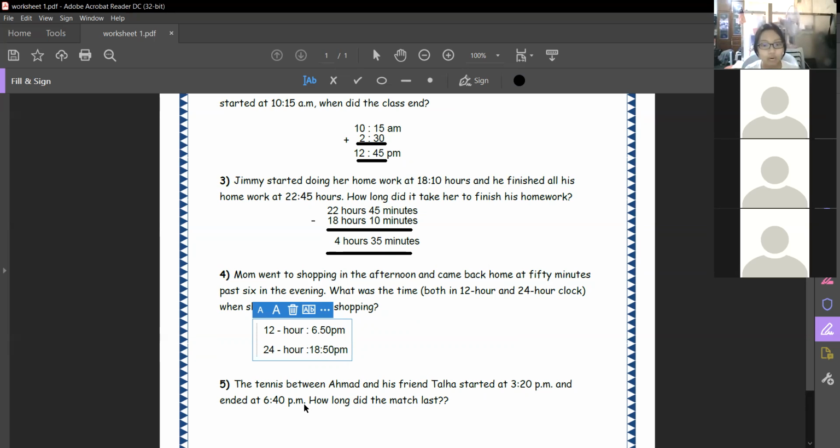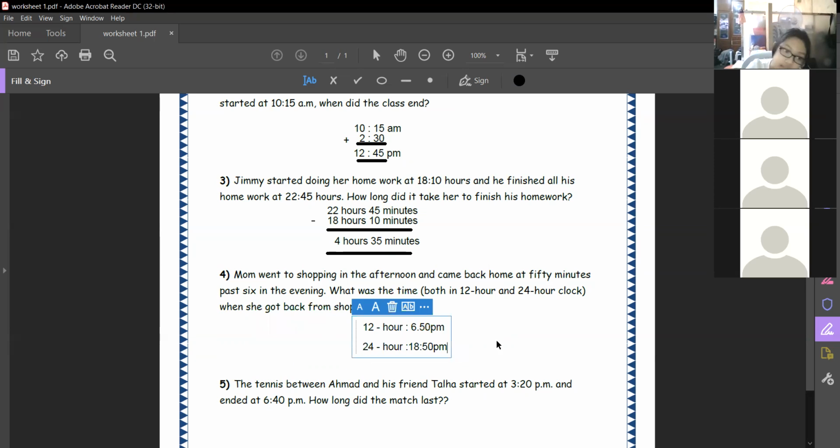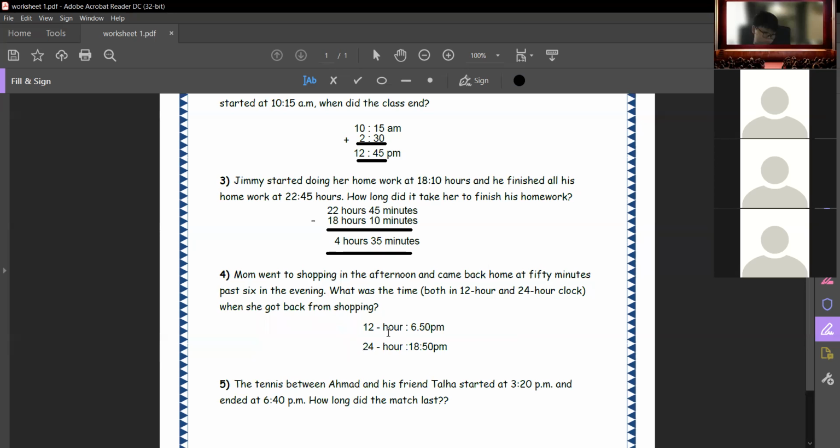Can you all see my answer now? The 12-hour system and also the 24-hour system. They didn't ask you to show any working, and they didn't even mention the duration of time or what. You just have to write the 50 minutes past 6 in 12 hours version and also the 24 hours clock. Understand or not, class? Is there any question?